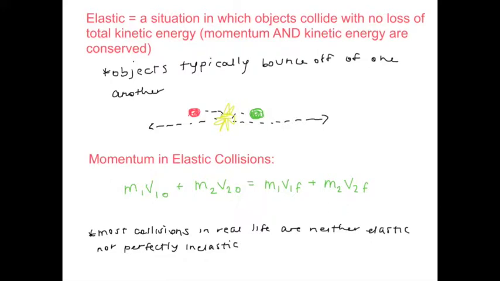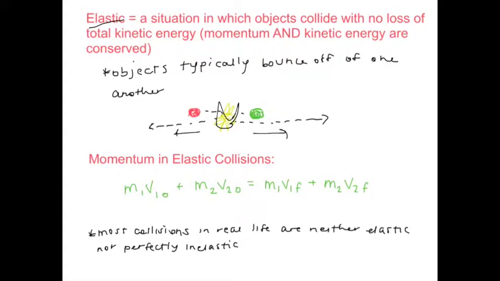The second type of collision is an elastic collision. This is a situation in which objects collide with no loss of total kinetic energy, so both momentum and kinetic energy are conserved. And an easy way to remember this is something that's elastic returns to its former position, so you can think of the kinetic energy going back to the way it was before the collision. And objects in this situation typically bounce off of one another, so you can think of these two pool balls which collide in the middle and then go off their separate ways.